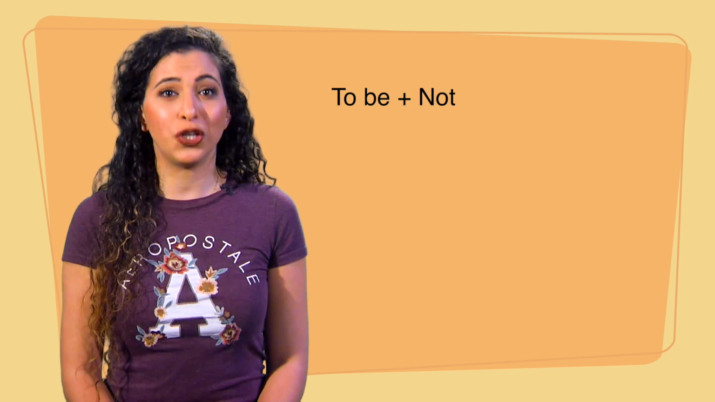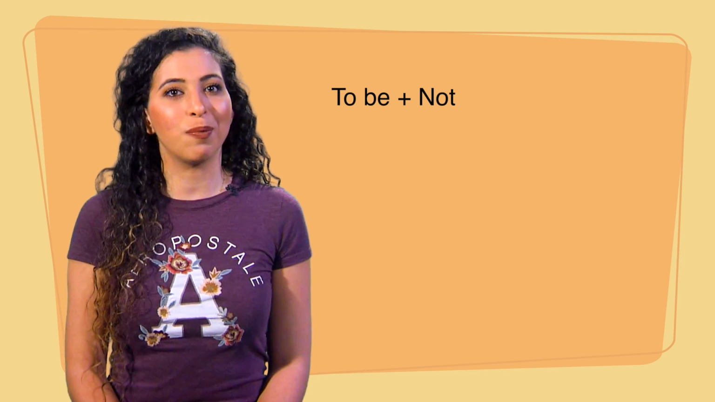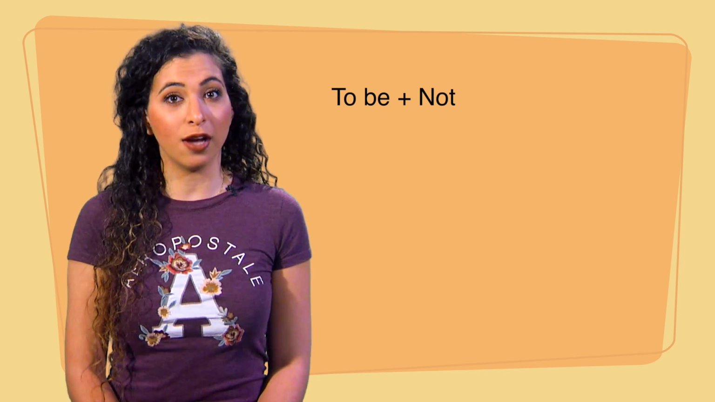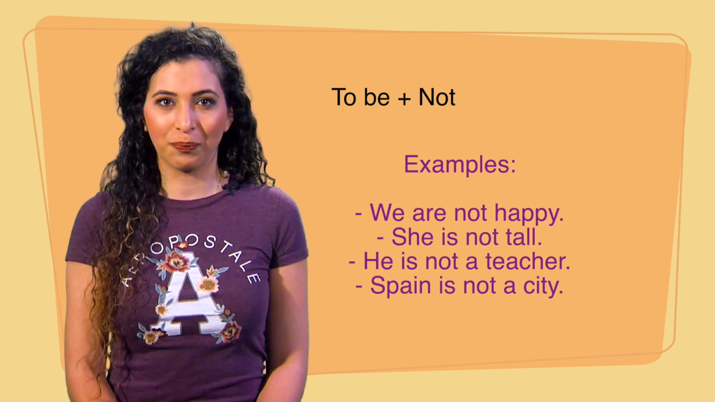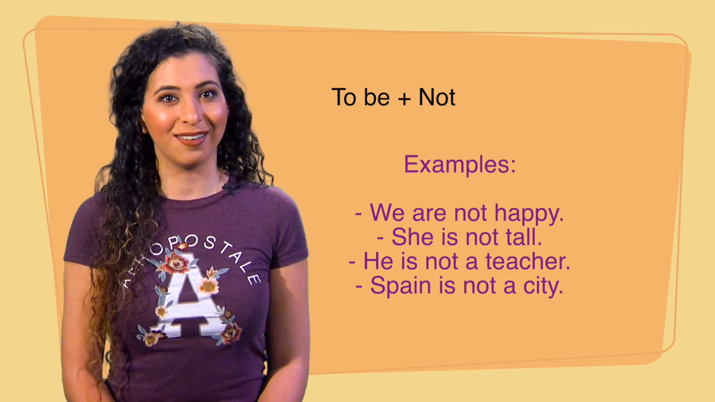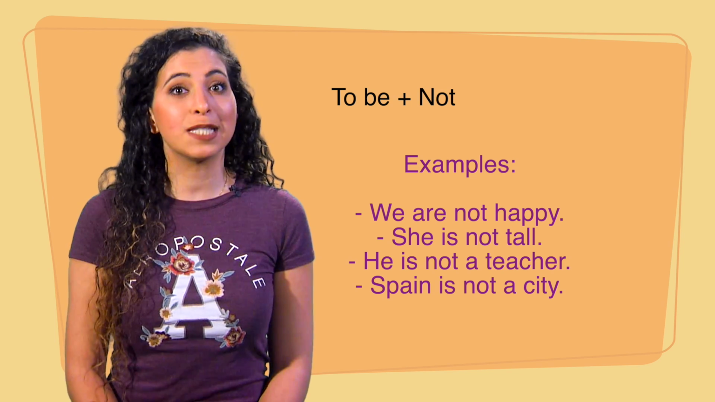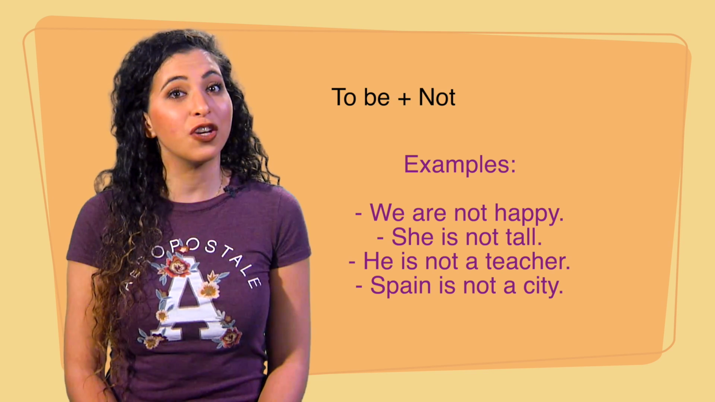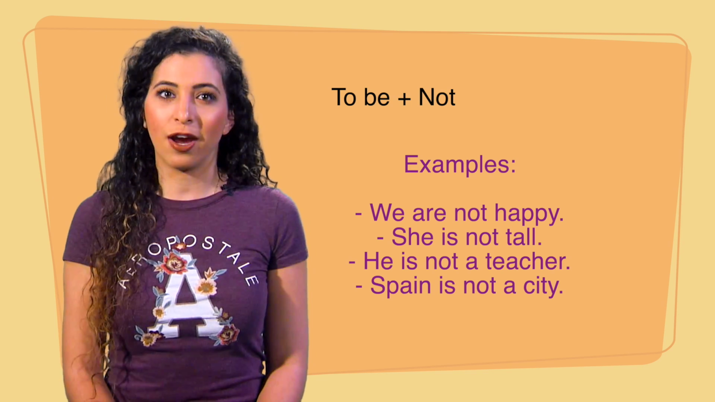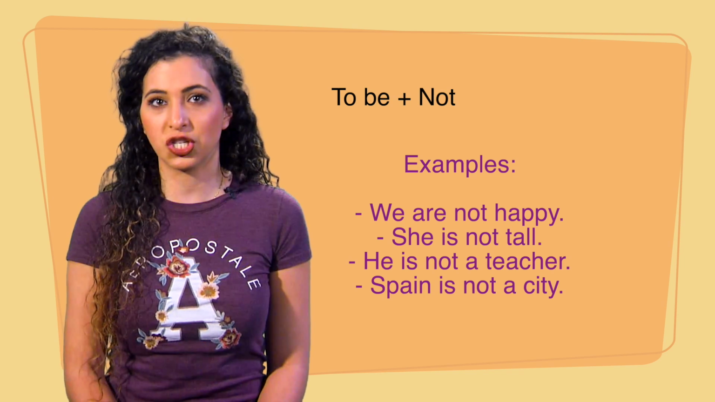If we want to use the negative with the verb to be, we use the word not. Not makes the sentence negative. For example, we are not happy. She is not tall. He is not a teacher. Spain is not a city. Not is always placed after the verb to be. We are not happy. She is not tall. He is not a teacher.